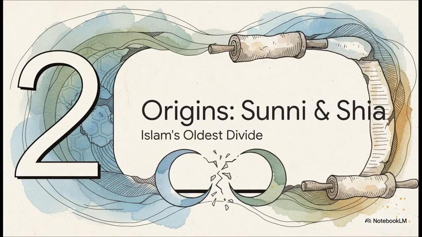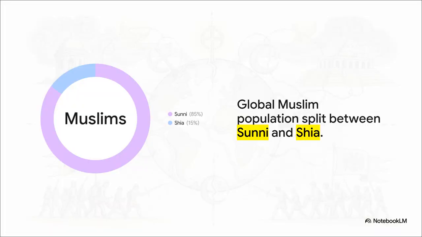Moving on to Section 2, Origins of Sunni and Shia. Let's see how this builds from a resolved European dispute to an ongoing reality today. Globally, the vast majority of the world's Muslims, around 85%, are Sunni. Shias make up roughly 15%.